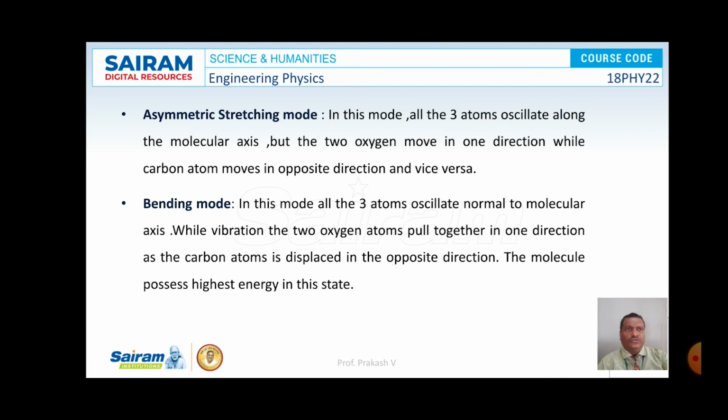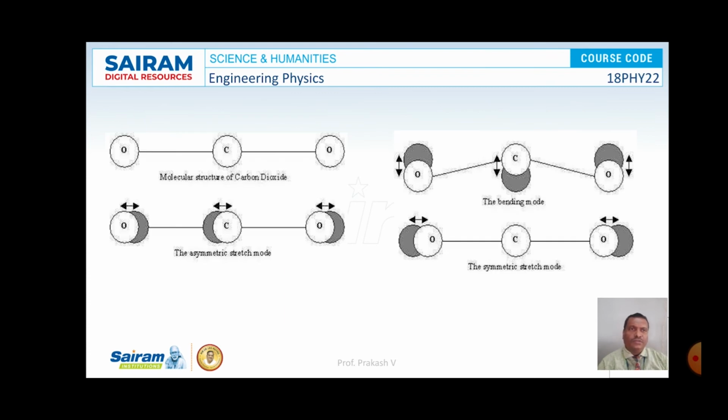So I am going to show you the diagrams of the 3 modes of vibrations possessed by the carbon dioxide molecule. One is asymmetric mode, symmetric mode and bending mode. So these are all the types of oscillations that happen in CO2 molecules.